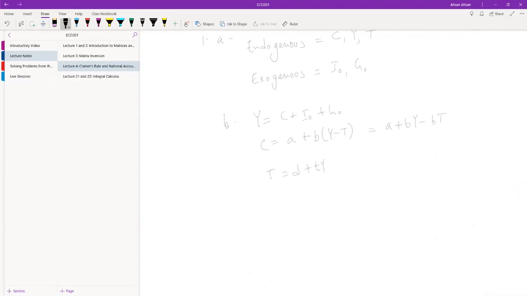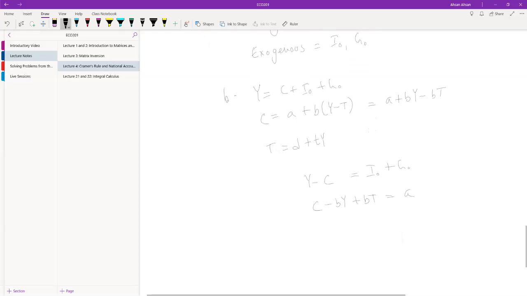So the first equation effectively becomes y minus c is equal to I naught plus G naught. The second equation becomes c minus by plus bt equals a. The third equation is t minus ty is equal to d.